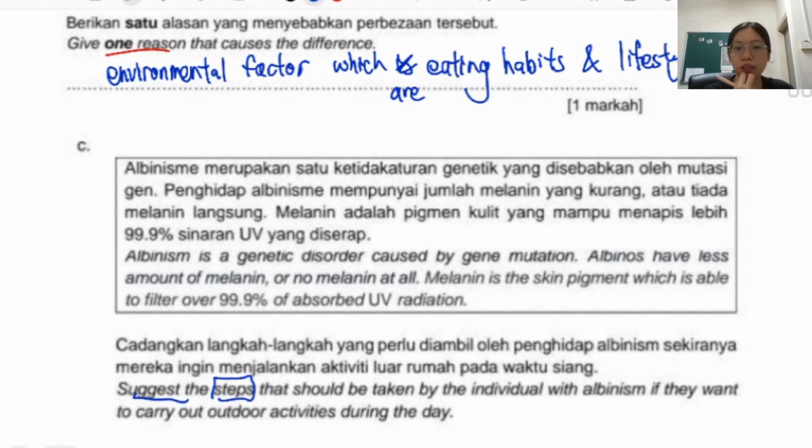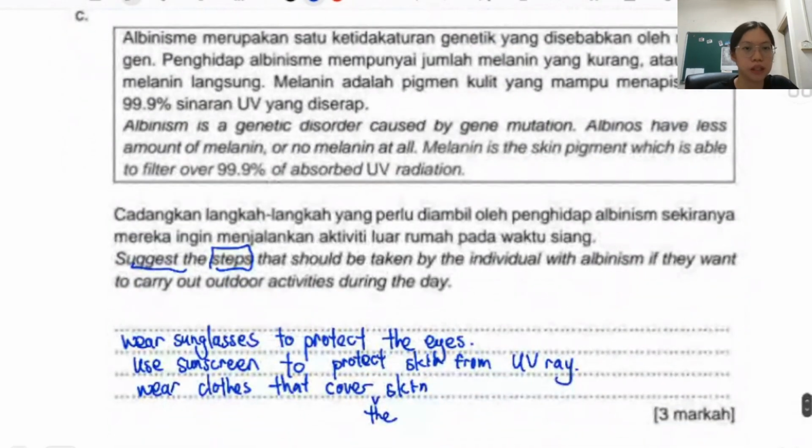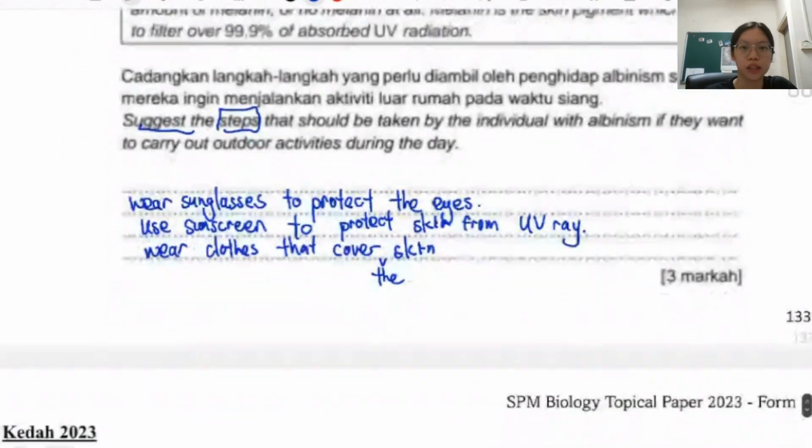When they want to go outside, it's better for them to wear sunglasses. And you try to relate to yourself, okay? You don't want to expose yourself too much to the sunlight. What will you do? You apply sunscreen, maybe wear a long sleeve shirt, right? So these are the steps you can suggest. You don't have to think at such high standards. The answers right here are basically like that. Wear sunglasses, use sunscreen, and wear clothes that cover the skin.